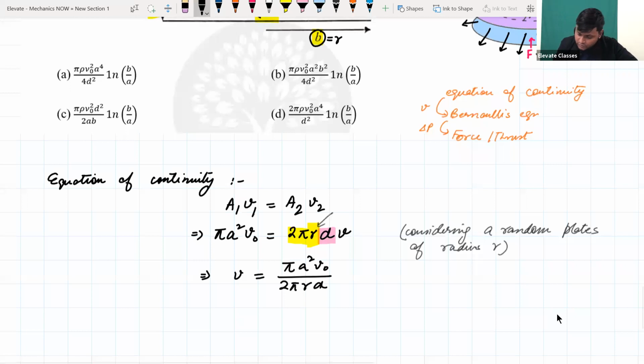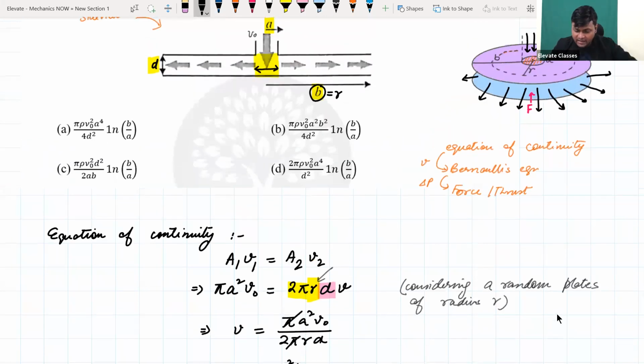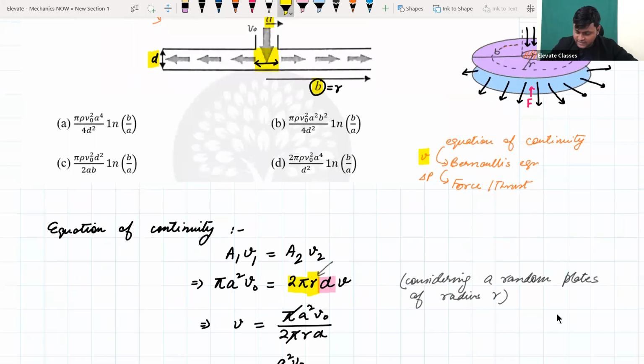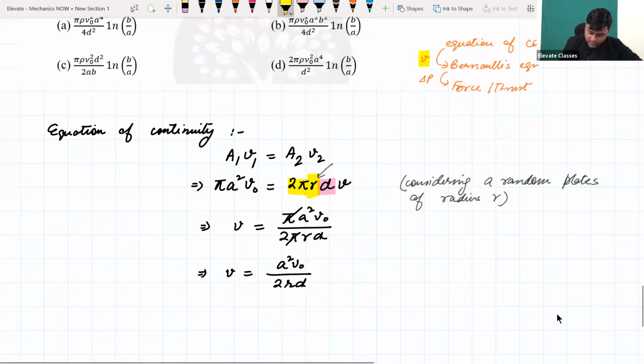Okay, so therefore the velocity is equal to, the pi and pi cancel here. Velocity is equal to a square v naught upon 2 r d. Fine. So from the equation of continuity we got the velocity. Now from velocity we come to Bernoulli's equation. Let's come to the Bernoulli's equation.